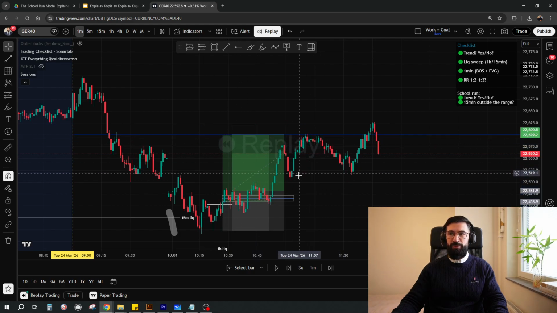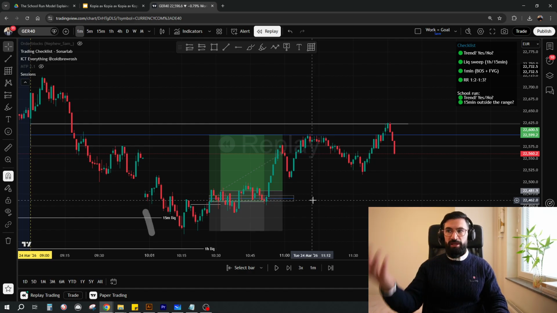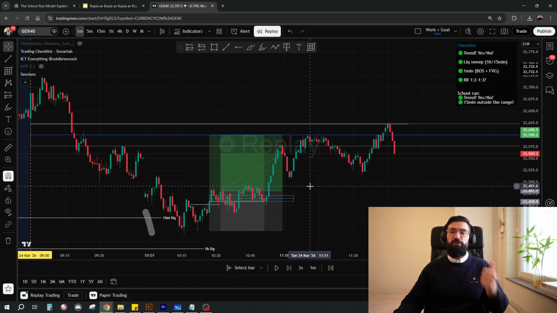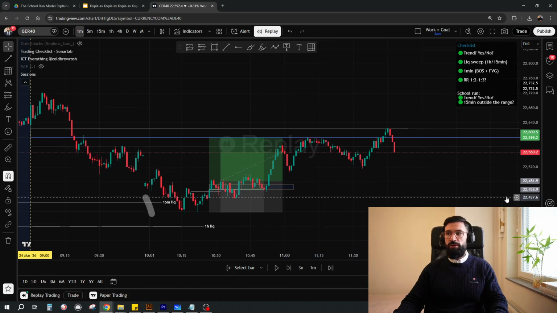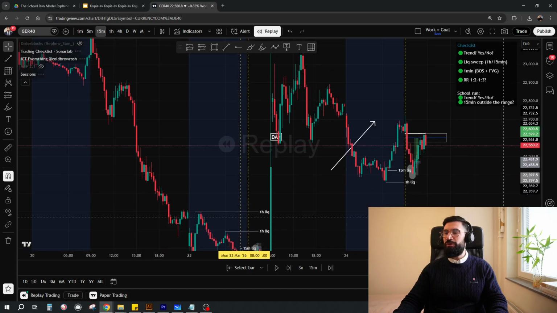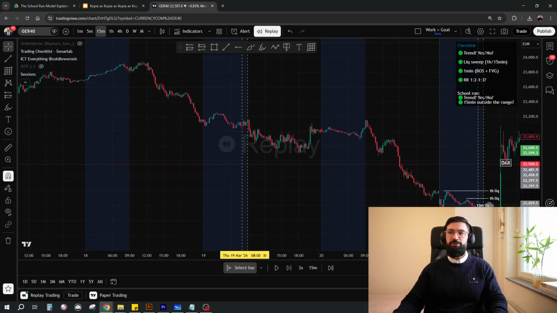So I didn't take profit. I took profit right here because it passed 11 o'clock and I didn't want to trade anymore past 11 o'clock. So you take the profit on the 15-minute fair value gap for this trade. Do you see how this works? This happens over and over and over again. This is like the cookie cutter that you need to use.